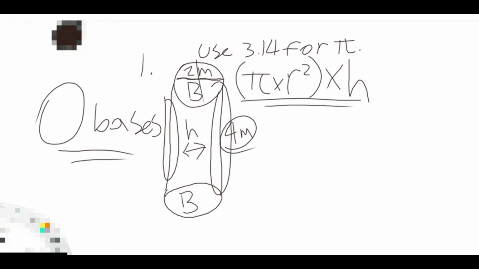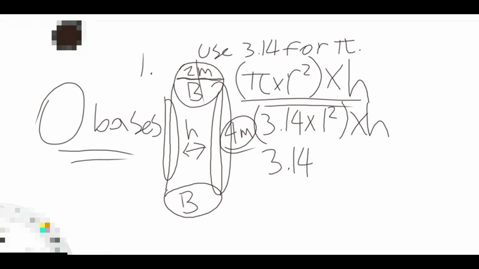So it will be 3.14 times radius squared, technically 1 squared, in parentheses, times height. We first have to solve the parentheses. 1 squared is 1, so it's 3.14 times 1, which is 3.14, times 4, which is the height.